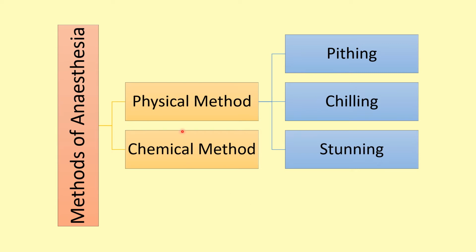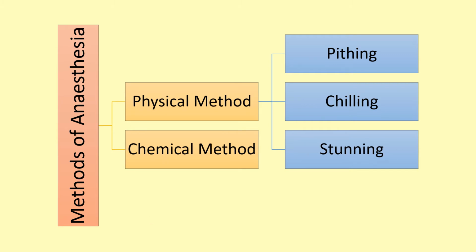In physical means, with the help of certain procedures you are going to produce anesthesia in animal, while chemical method means use of chemicals like barbiturates, such as phenobarbital, pentobarbital, thiopentone, etc., to produce anesthesia in animal. In physical methods, there are three sub-methods: pithing, chilling and stunning. We will see these methods one by one.